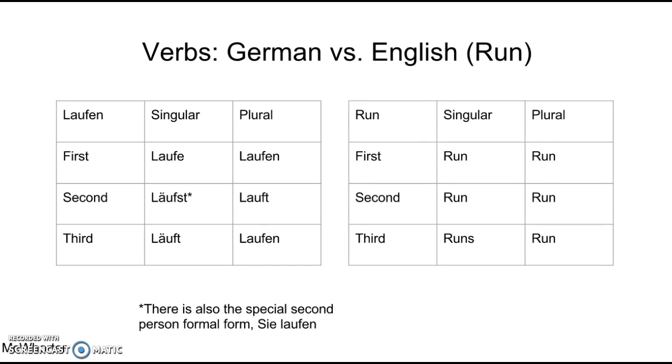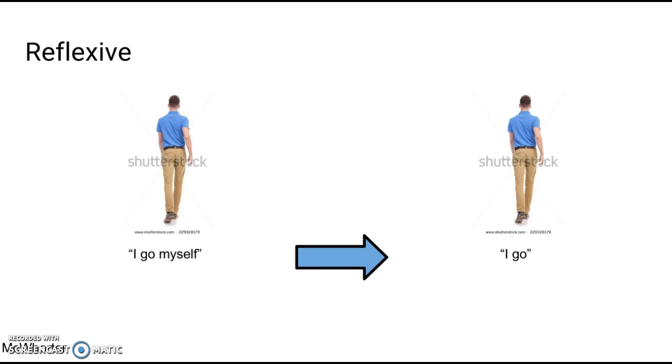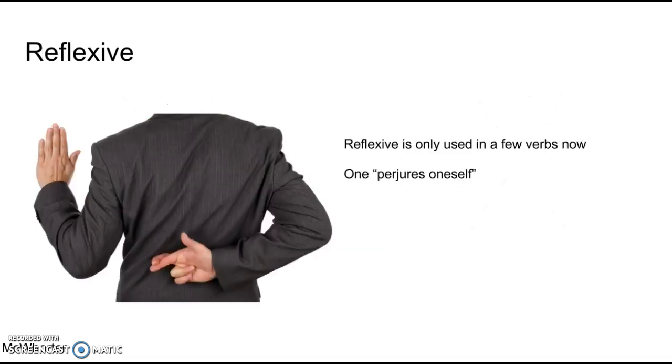Another important grammatical change was the shift from phrases such as I go myself to I go. While these phrases are still present in English, they are found very rarely, such as to perjure oneself. These phrases are still found in all Romance and Germanic languages except for English, and are usually required for the sentence to be grammatically correct.